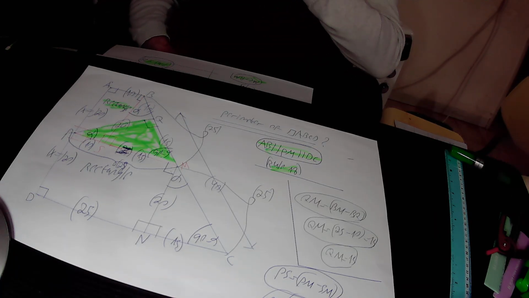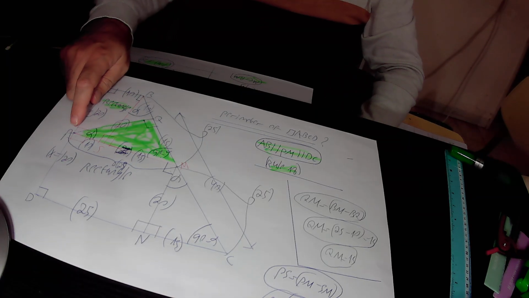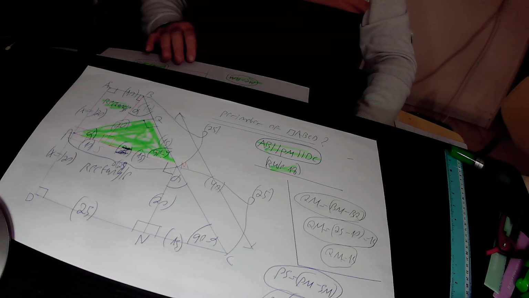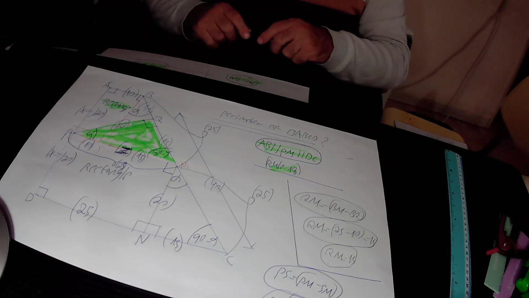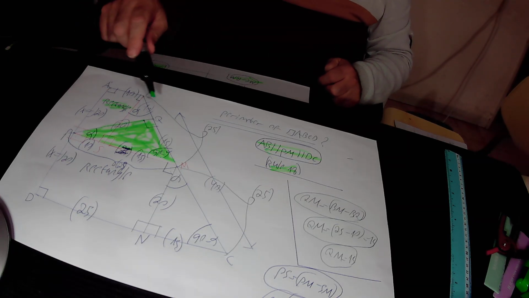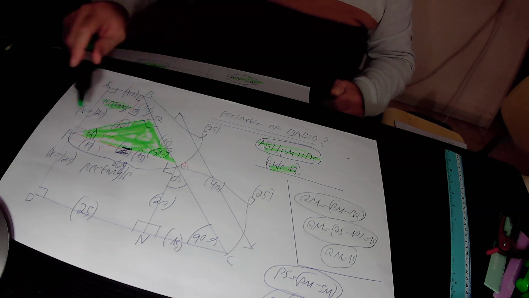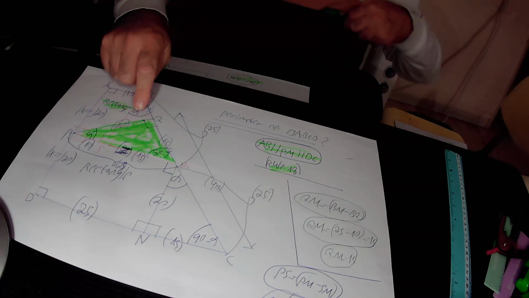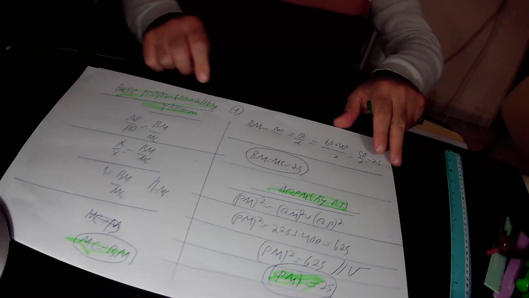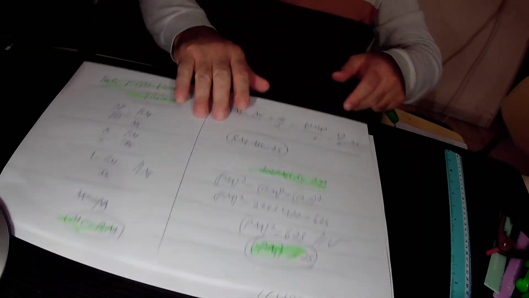In the next step, we apply the Pythagoras theorem to this green right triangle PQM. According to the Pythagoras theorem, in a right triangle the square of the hypotenuse equals the sum of the squares of the perpendicular sides. In this green right triangle PQM, PM squared, the square of the hypotenuse, equals QM squared plus QP squared.